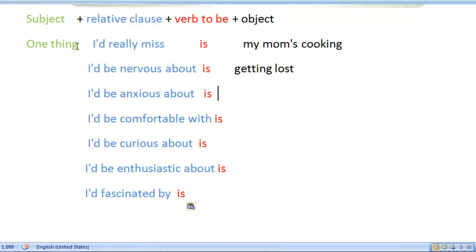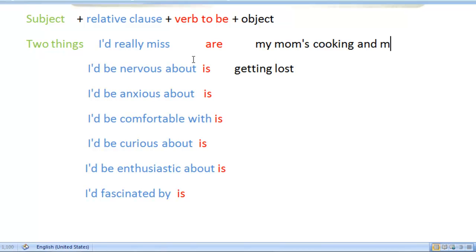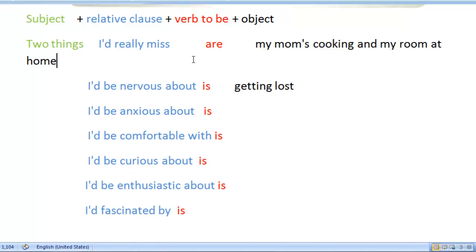Just one last thing that I would like to mention, that if I change the subject to plural, okay, I will need to change the verb to be, and I will also need to change the object because both things need to be plural. They need to match with whatever the subject is. So for example, two things I really miss are my mom's cooking and my room at home. Okay, that's just to give you an example. And if the subject changes to something plural, then you will need to do the same for the rest.